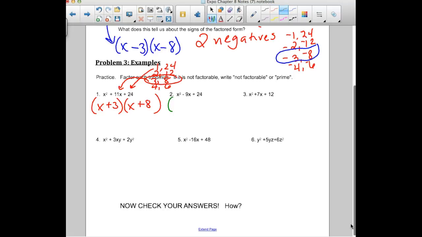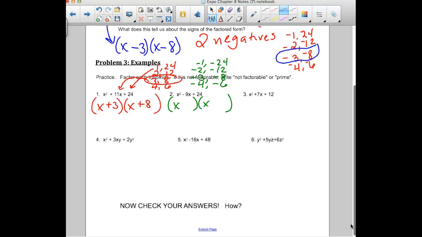Okay. Our second one, we need to split up our x squared, x and x. We need factors of 24, which we've already listed, but this time we need the middle term to be negative. So to make that happen, we need negative numbers for both. Still multiplies to be positive 24, but it does add up to a negative value. And we're looking for a pair that adds up to negative 9.